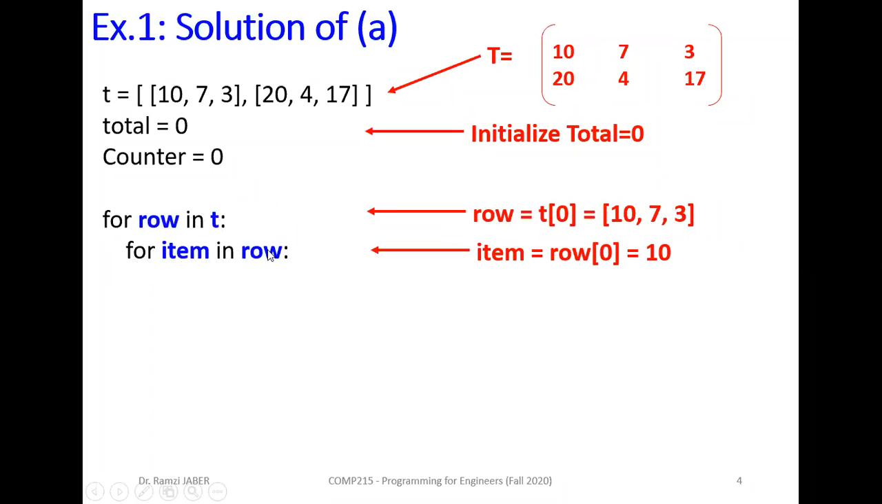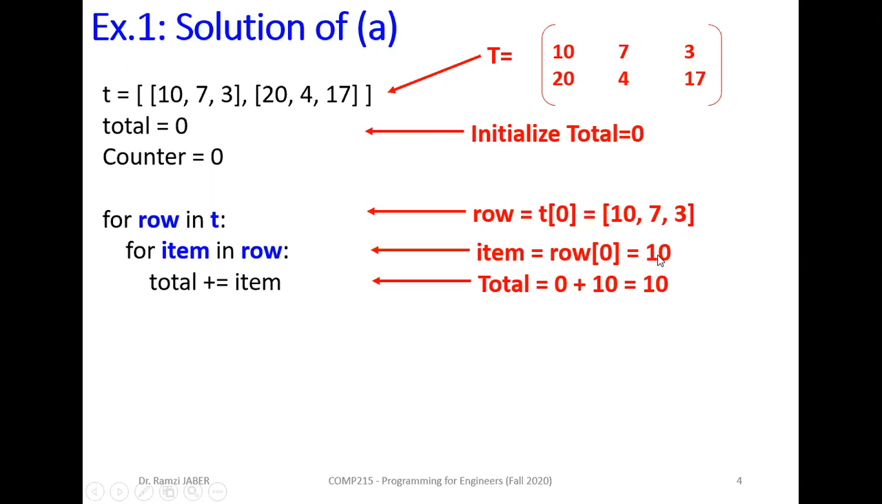So for item in row, item will be row 0, the first element of the row, which will be 10. So we get the first element, 10. In the first for loop for rows, we get row 0, T0, equal to the list 10, 7, 3. Then the second for loop for columns: for item in row, item here will be equal to row 0, which is 10.